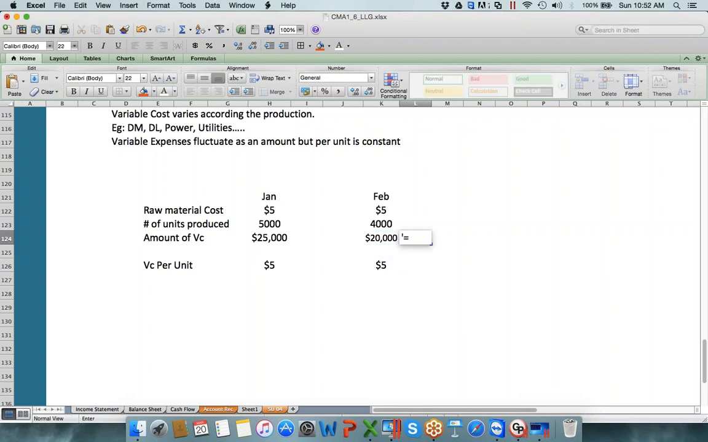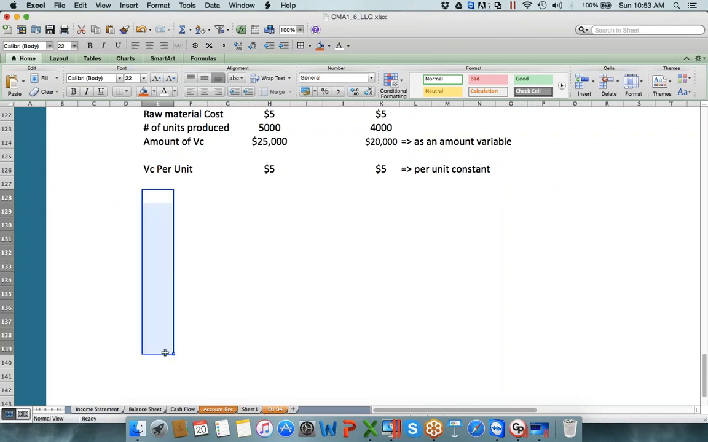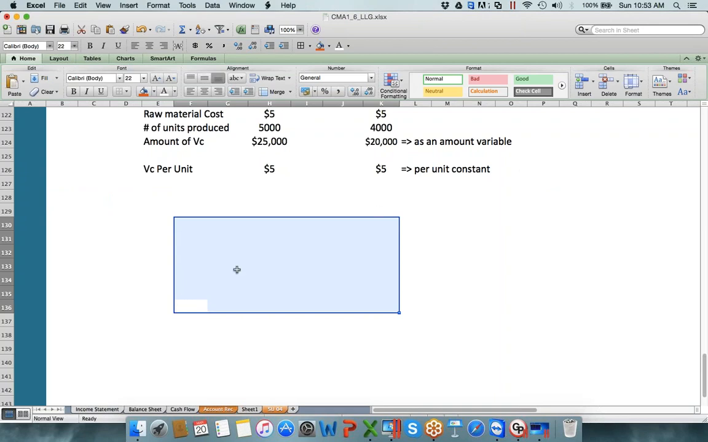So what do we know here? As an amount it is variable, but per unit it is constant. This is what we learned from the behavior of the cost. Fixed cost as an amount is fixed, but per unit is variable. Variable cost as an amount is variable, but per unit is constant. If you want to depict the variable cost, it will always go up when the production capacity goes up. If the production capacity goes down, the variable cost will also go down.